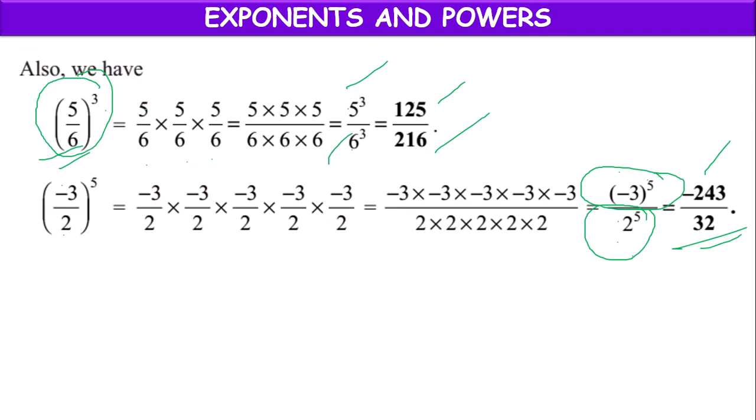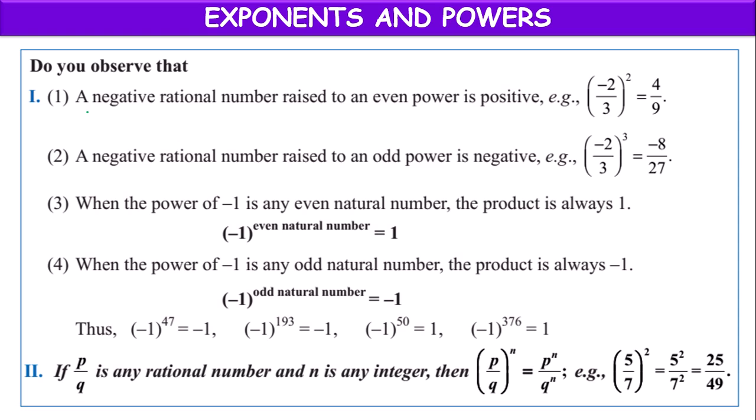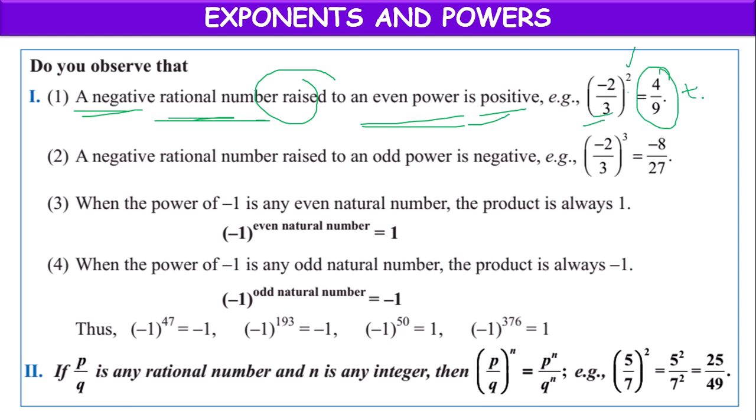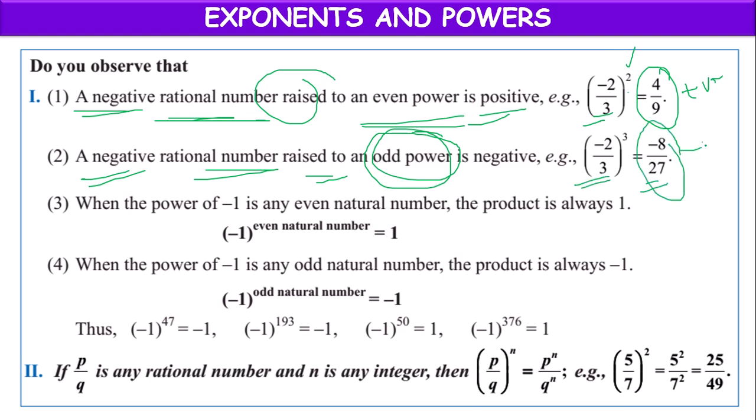So in these examples, what we have observed, children, is that a negative rational number raised to an even power is always positive. A negative rational number raised to an odd number, if it is raised to an odd number, then the result will always be negative.